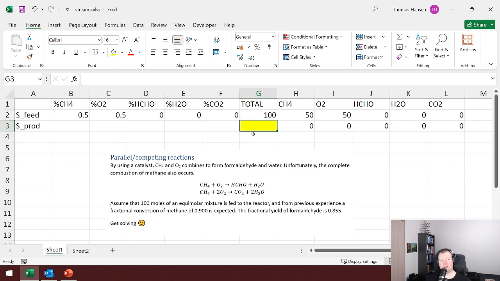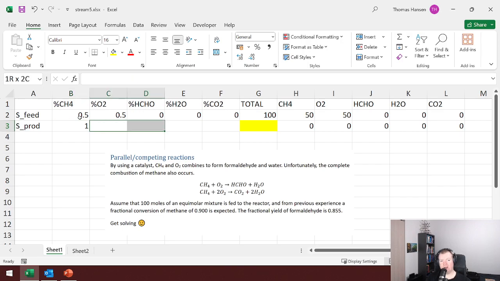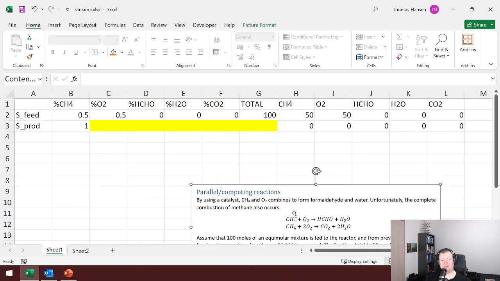I don't know how many moles are gonna be in my exiting stream, and all of the percentages here I also don't know. I'm gonna say 1 minus the sum of all the others. There we go. So the percentage of methane is now not an unknown, but the rest of them are. So that's pretty much the information I'm being given straight off the bat.